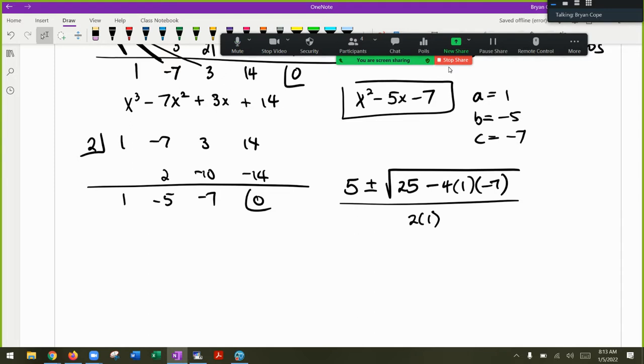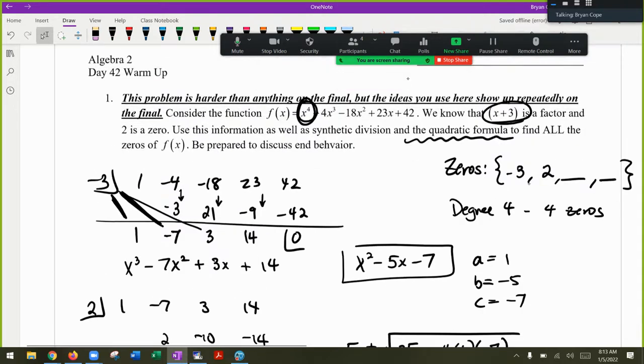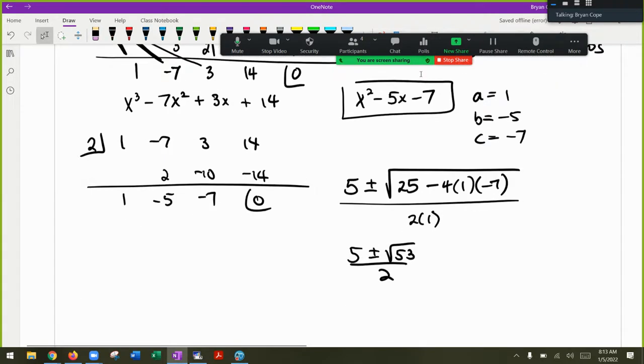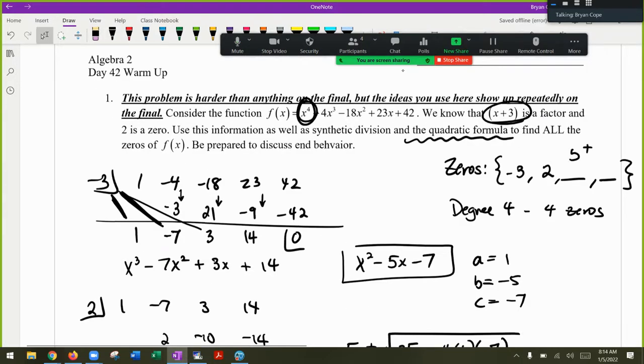Okay, all right, so what is 25 minus 4 times 1 times negative 7? I get 53. And we love it when this happens because 53 is prime. That means no simplifying, no big mess we have to make. Now we know all the zeros, right? The 2 zeros from the beginning were negative 3 and 2, and now the 2 remaining zeros are 5 plus or minus root 53 over 2, okay? So I'm just going to write that, 5 plus or minus root 53 over 2, and that gets us all of our zeros.